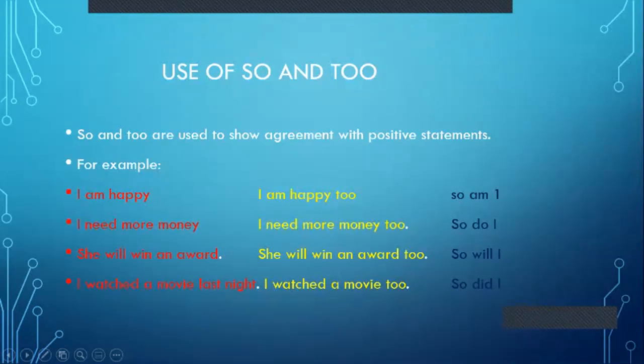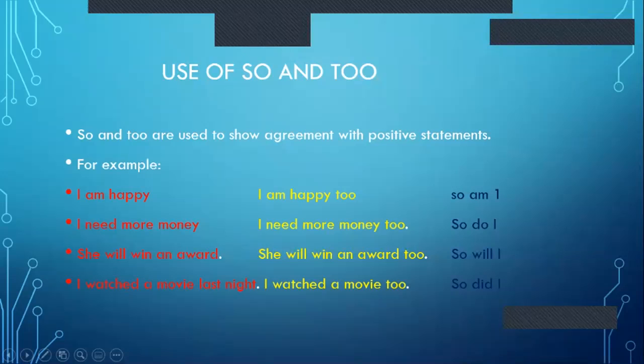She will win an award. So when you use "too" in a sentence, you would say, she will win an award too. But when you use "so" in a sentence, you would say, so will I. So the subject will go in the end and the helping verb will go after the word "so." I watched a movie last night. I watched a movie too. And when you use "so" in a sentence, you would say, so did I, as the sentence is in past tense.